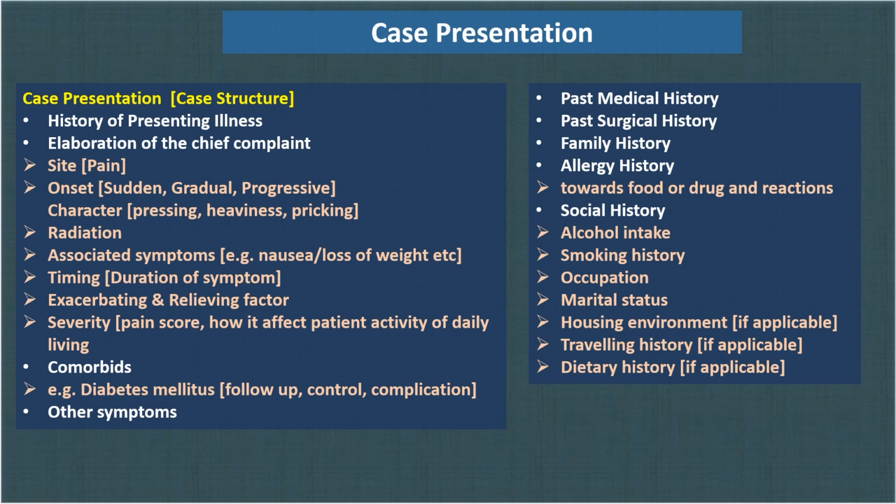So during the clerking, you are actually mandated to clerk the history of presenting illness. In short, we call it HOPI. And during the HOPI, you need to elaborate on the chief complaints and tell us about the other symptoms, the comorbidities, and also it's a mandate for you to take further history on the patient's past medical history, past surgical history, family history, allergy history, and also social history.